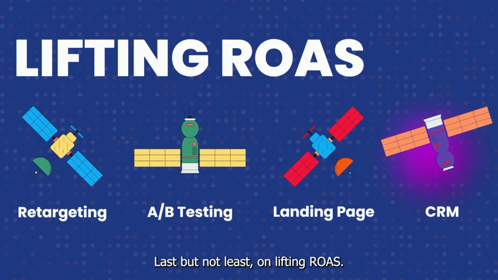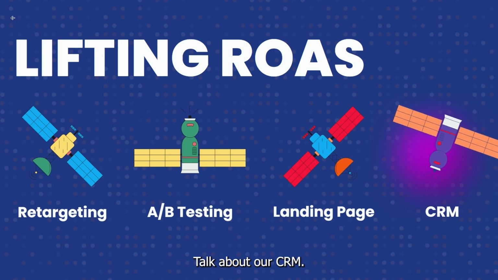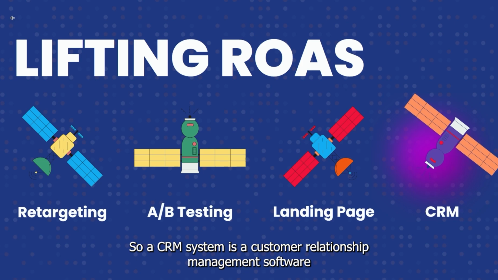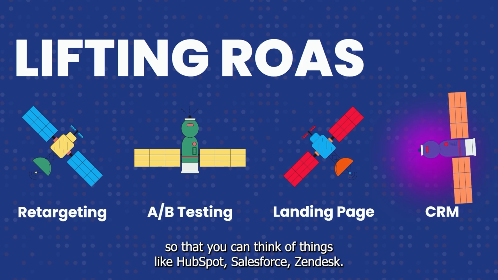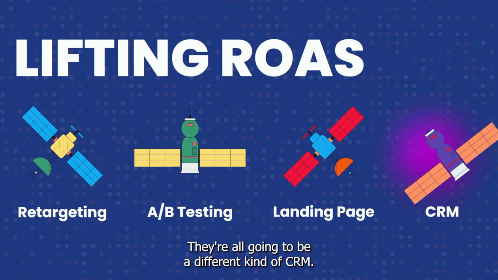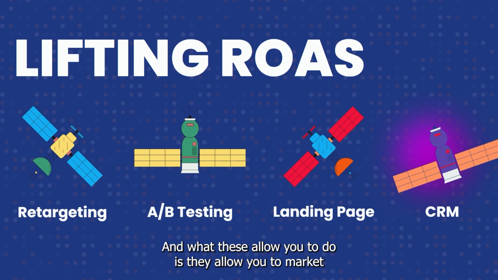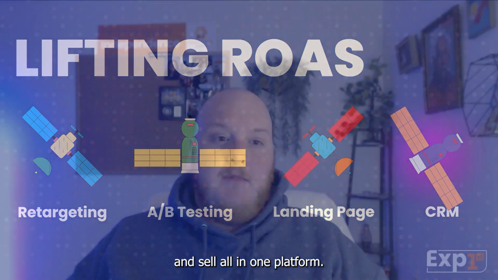Last but not least, on lifting ROAS, let's talk about our CRM. So a CRM system is customer relationship management software. You can think of things like HubSpot, Salesforce, Zendesk. They're all going to be a different kind of CRM. And what these allow you to do is market and sell all in one platform.